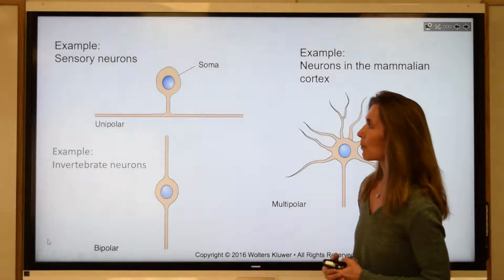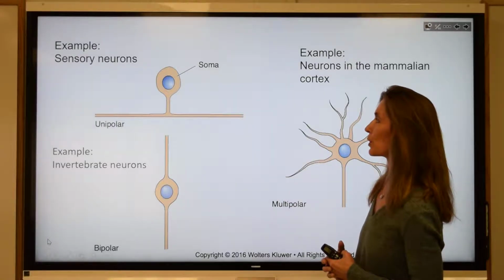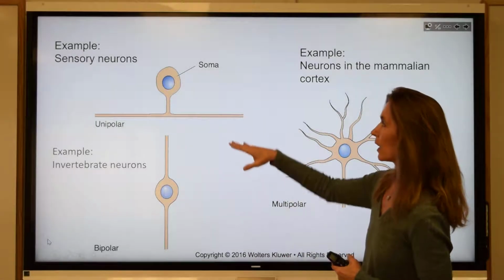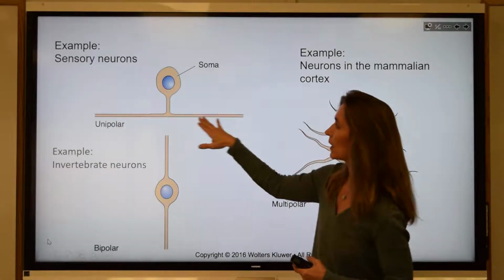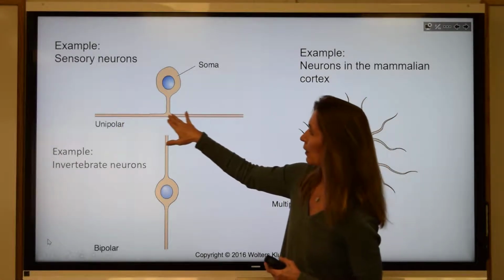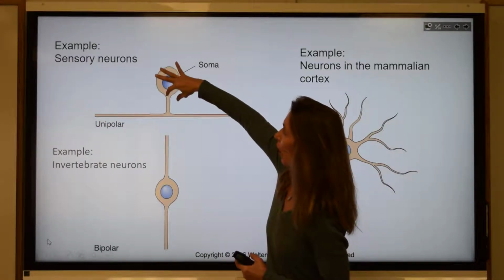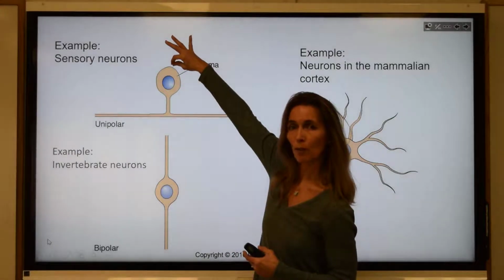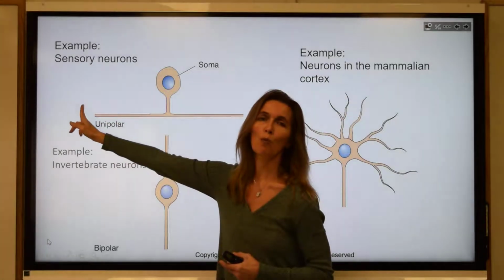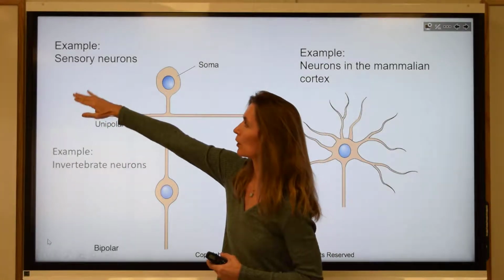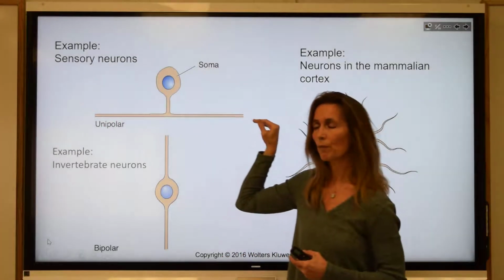We subdivide neurons based on their appearance into different types of neurons. This, for example, is a unipolar neuron. What you see here is just one neurite. And this neurite has just off the neurite the soma. And for that reason, it is called unipolar because you have just one neurite that is usually sensory neurons in the mammalian system have this shape.